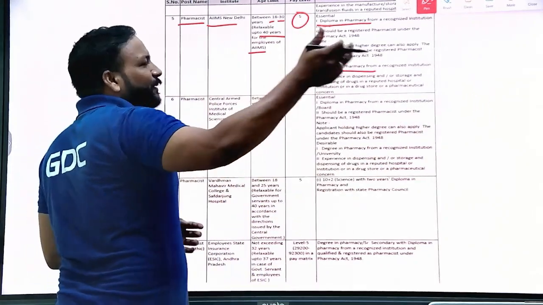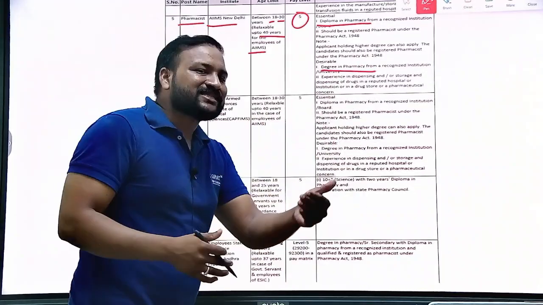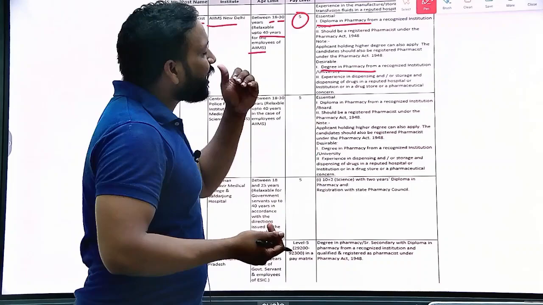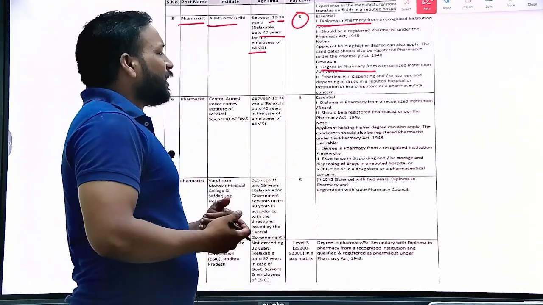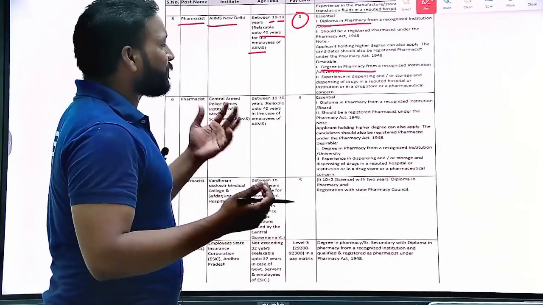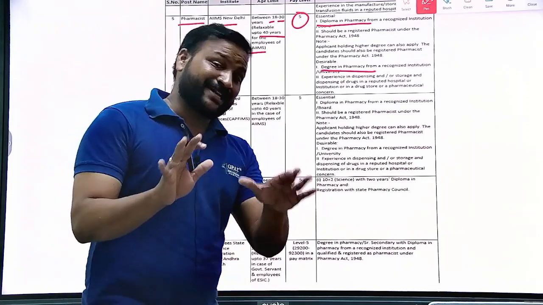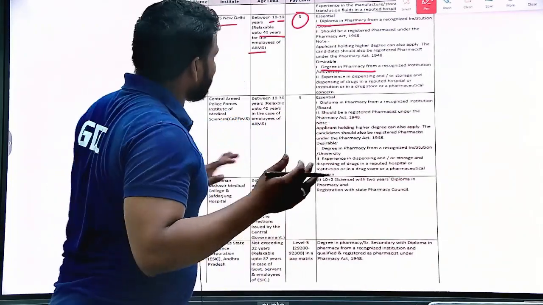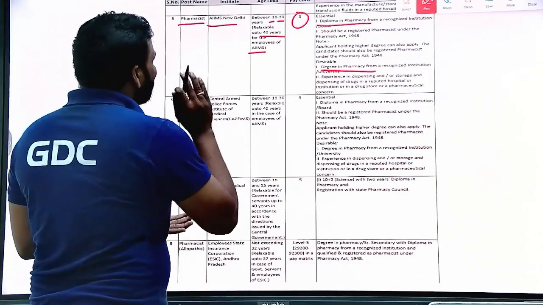If the person who is going to apply has experience in dispensing and storing of drugs, especially in reputed hospitals, a drugstore or a pharmaceutical concern, that will be a desirable qualification and may be beneficial for the applicant. Clear? Yes. So that is for the AIIMS New Delhi pharmacist post.